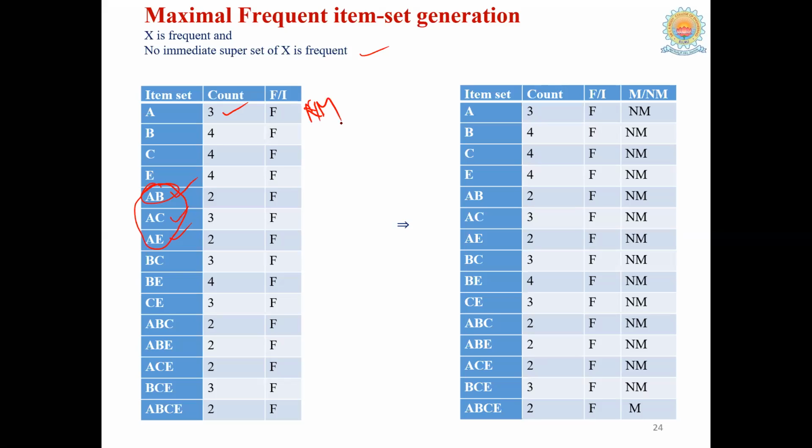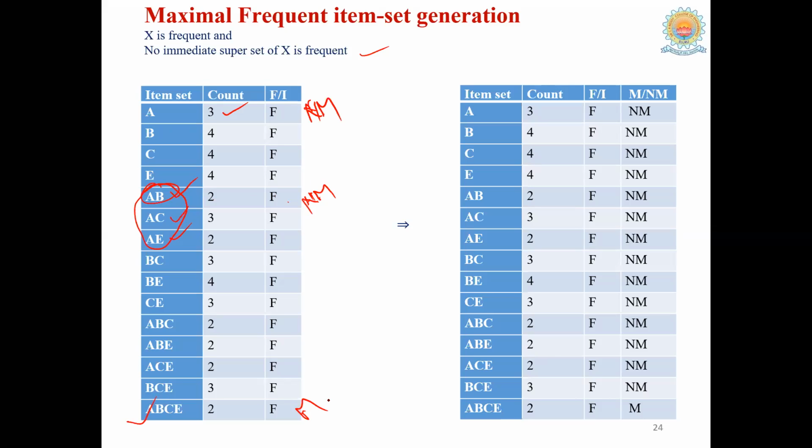We can conclude that this is not maximum. Similarly for B, its immediate superset is AB and this is frequent. So this is also not maximum. So unfortunately for this example, we have considered here all are not maximal except the last one, because it consists of no superset. We can conclude that this is maximum.